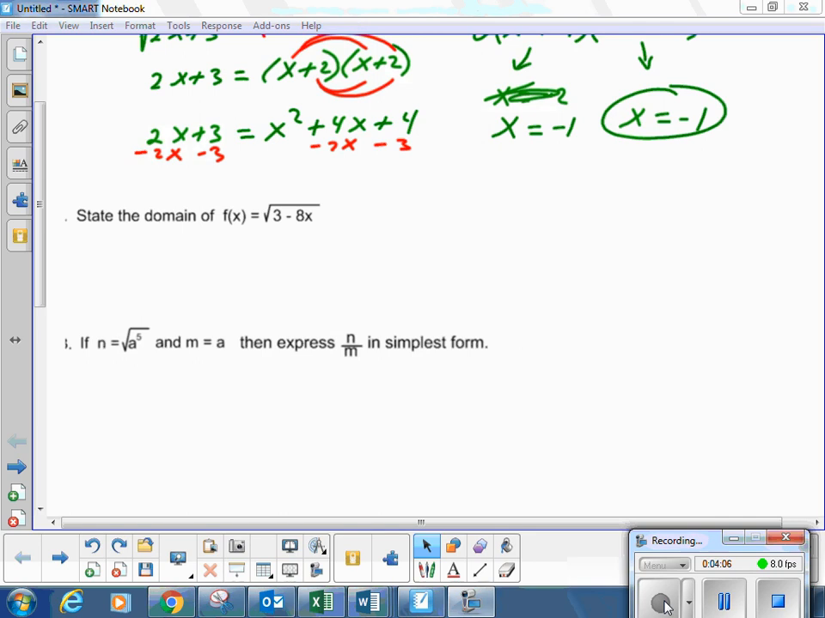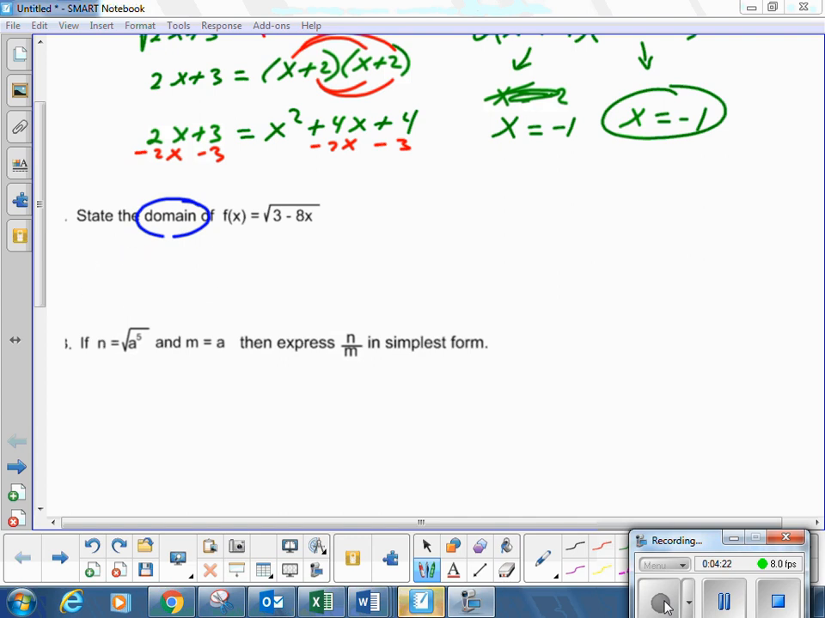Okay, and the second question, this was a very, very commonly missed question, but we've seen this question 1,000 times. You're going to continue to see it. The domain here, state the domain. I'm asking you what x values work in this equation. So what am I allowed to plug in for x? That's kind of what we're being asked here.